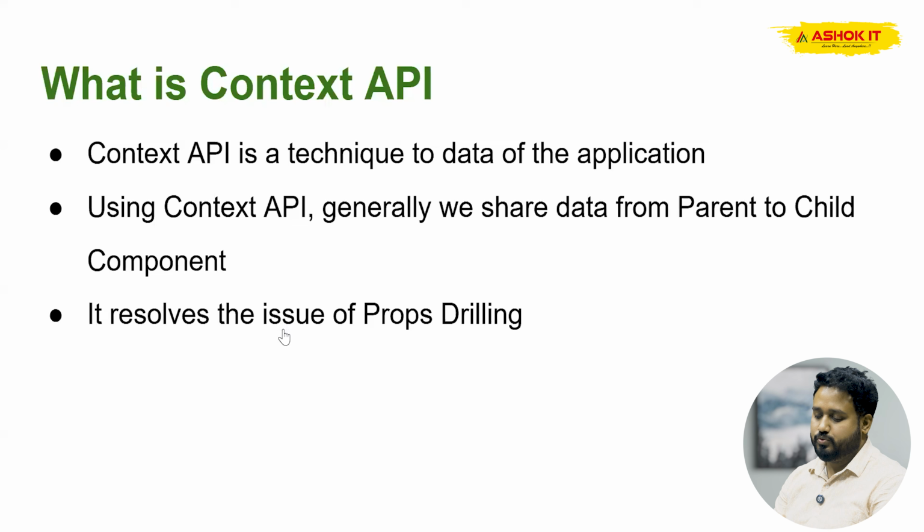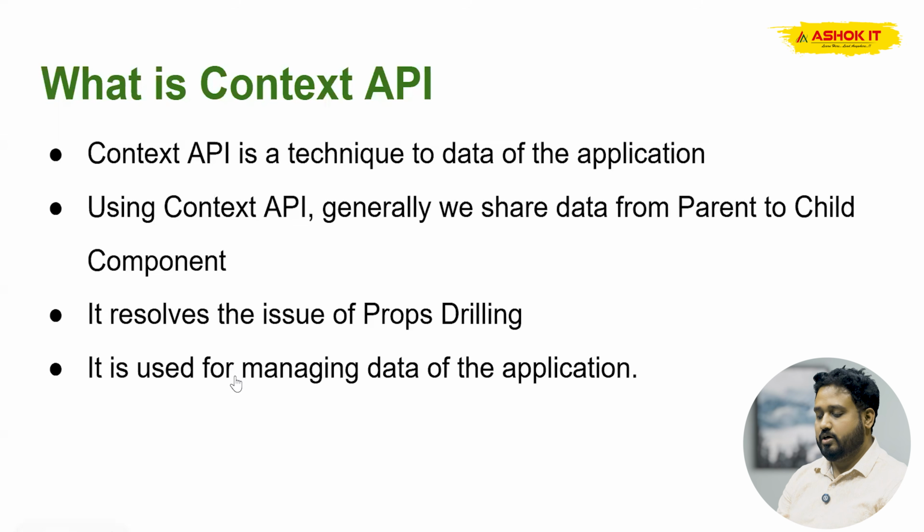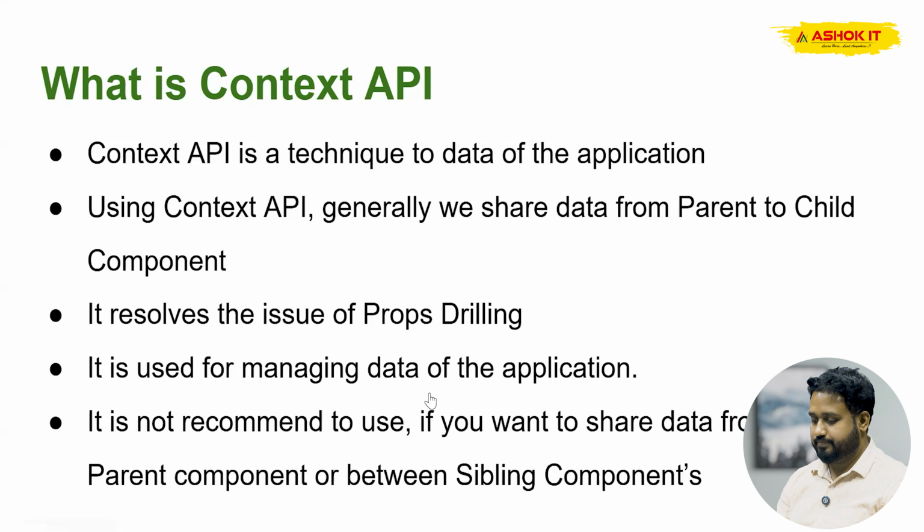If you go with this props drilling approach, there are a lot of complexities we have to deal with. That is the reason we don't recommend this approach. So to overcome this problem, we are going to use context API. Context API is used for managing the data of the application, as we have discussed. It is not recommended to use context API if you want to share the data from child to parent or in between two siblings. If you want, you can do it, but it is not a recommended way.